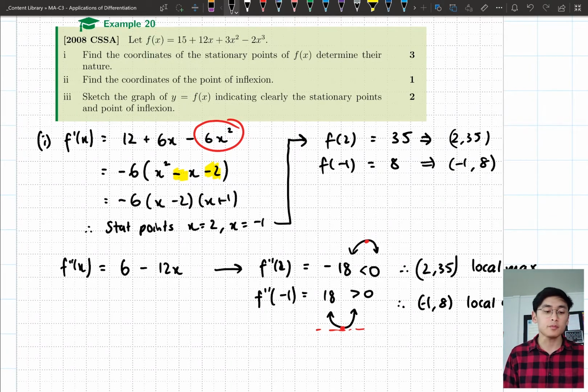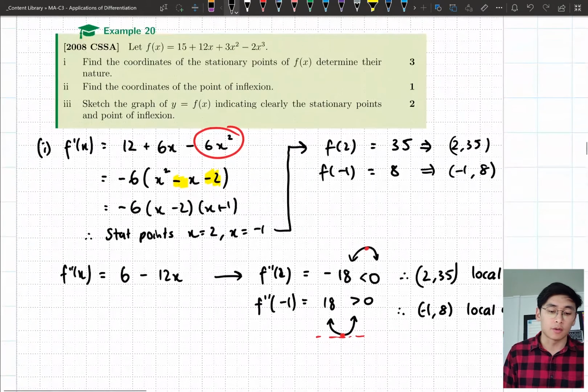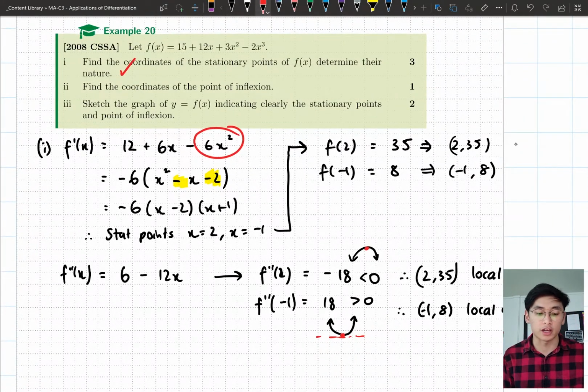Okay. So that's part 1. I've figured out the coordinates of my stationary points and also determined their nature by using the second derivative. Okay, so we've done part 1. Excellent. So I've found my stationary points by differentiating and solving for it to equal 0, and then subbing those values back into my original function so I get the coordinates, and then I determine the nature by using the second derivative.